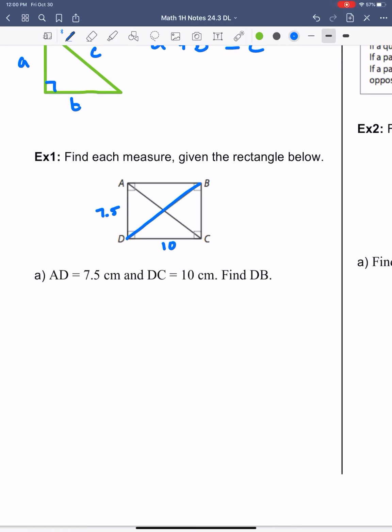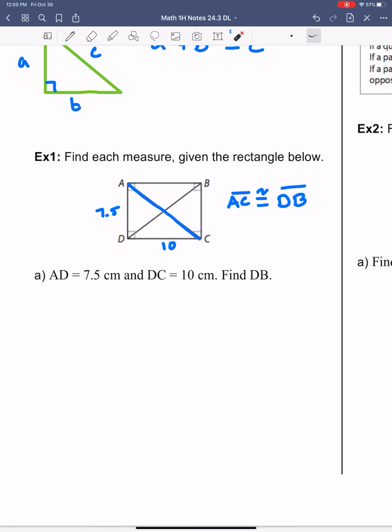And the nice part about this is since it's a rectangle, we know that DB, that blue line there, that diagonal, is going to be the same as this diagonal A to C because diagonals are congruent. So if I can find A to C, then I'll be able to say, okay, well, that's the same as DB because it's a rectangle, and then I'm done. So I'm going to just make that note here that AC actually equals or is congruent to DB.